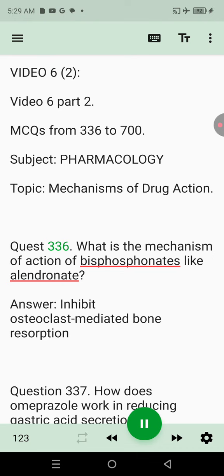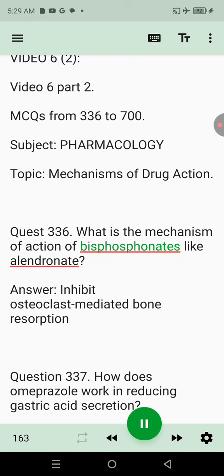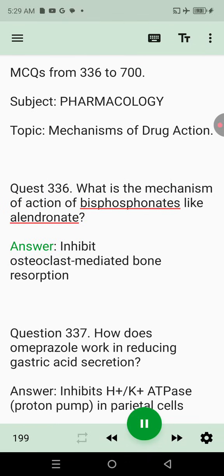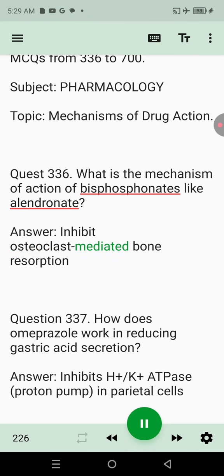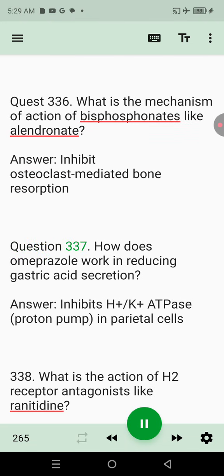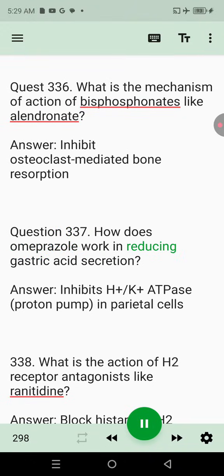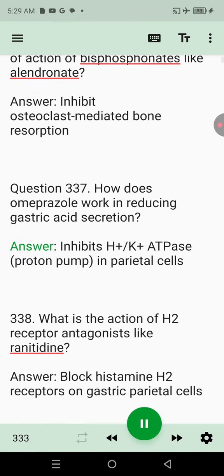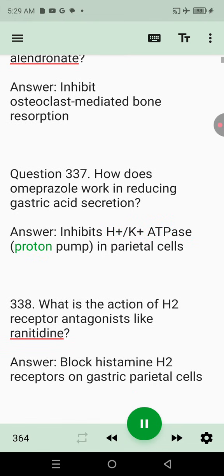Question 336. What is the mechanism of action of bisphosphonates like alendronate? Answer: inhibit osteoclast-mediated bone resorption. Question 337. How does omeprazole work in reducing gastric acid secretion? Answer: inhibits H plus K plus ATPase proton pump in parietal cells.